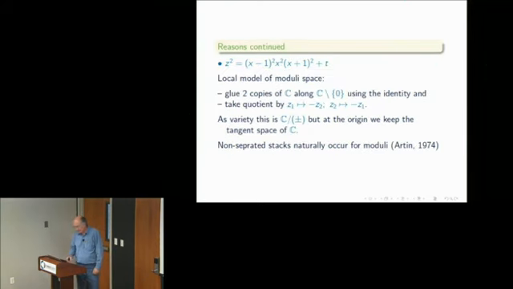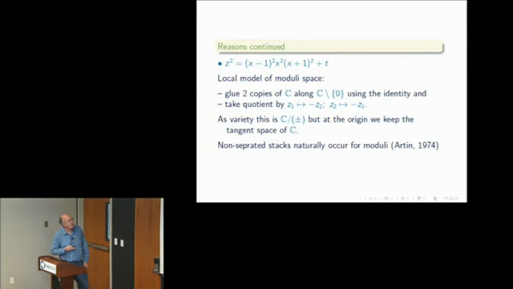And so, what kind of a moduli space is this? And so, let's try to look at this. What happens at this point? So, what should be the local model of the moduli space? I explain here a lower dimensional example.